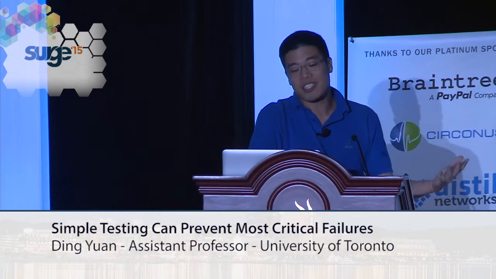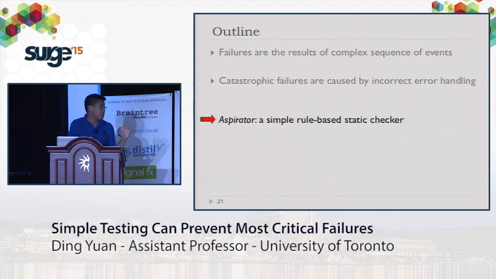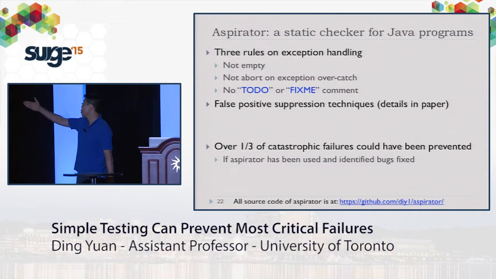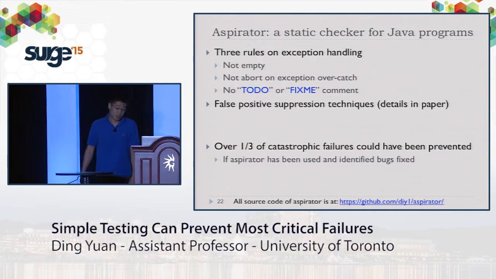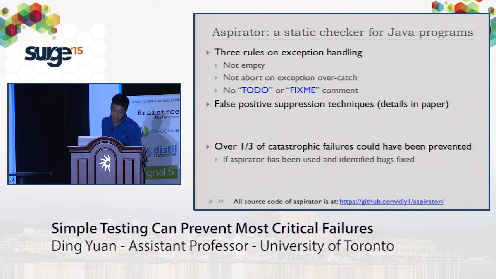Right. So now, based on these observations, we built an embarrassingly simple tool called Aspirator. It's a static analysis tool. It detects exactly the three patterns we have observed in the trivial mistakes. For every single catch block, we first check whether it's empty, or whether it will abort the system on an over-catch exception, or whether it contains comments like to-do or fix-me. All right? We do have some false positive suppression techniques. If you're interested, you can read our paper.